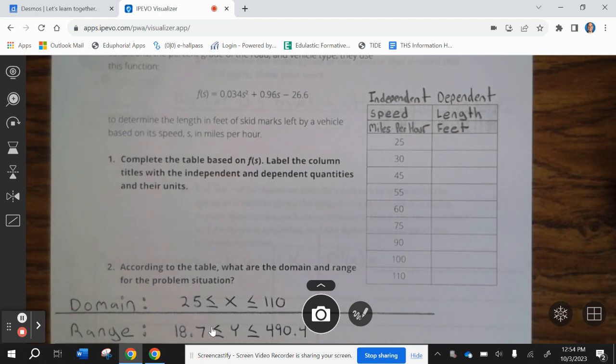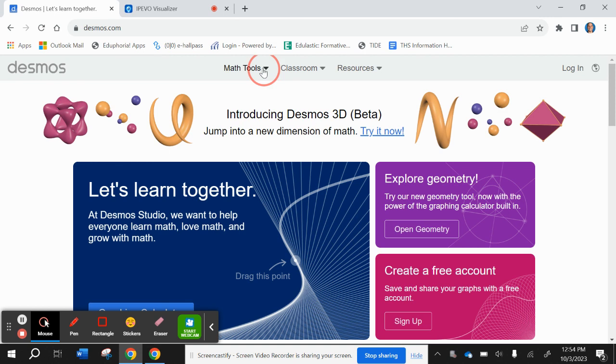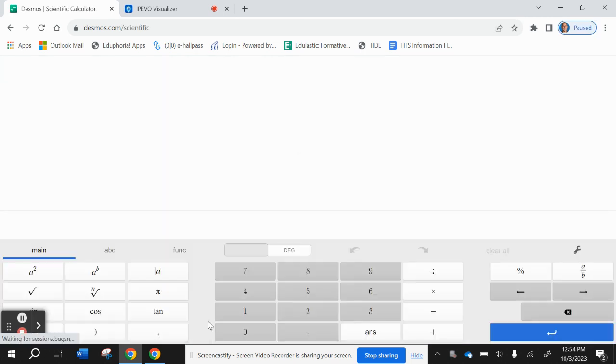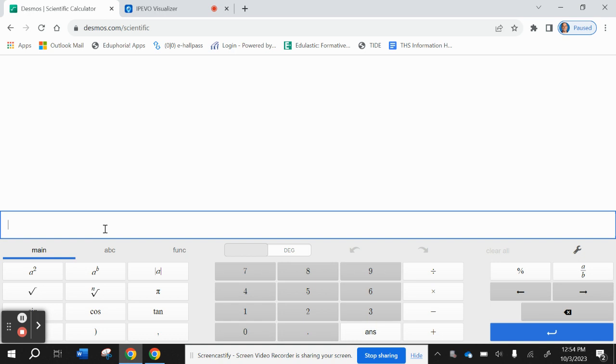Okay, so let's go ahead and complete the table. So we're going to go to Desmos. I'm going to go to Scientific Calculator. And let's go ahead and put the function in. 0.034 s squared plus 0.96 s minus 26.6. Now it says error, but watch what happens when I press enter.